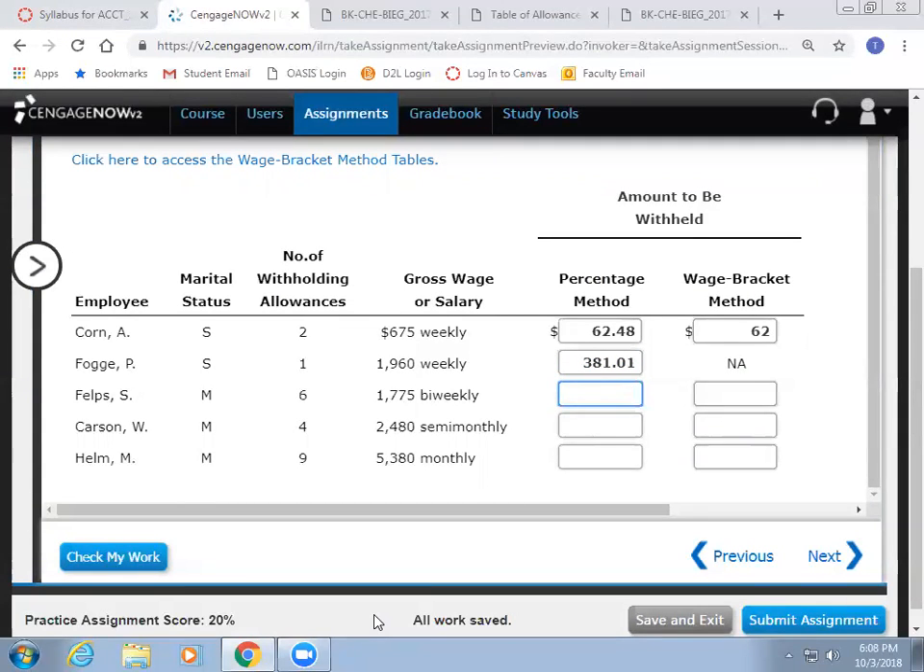So for S. Phelps, the percentage method resulted in a $51.12 tax, whereas wage bracket was $51. For Carson, percentage method was $178.67, and wage bracket was $180. And for Helm, we had $167.18 and a wage bracket of $167. Okay.